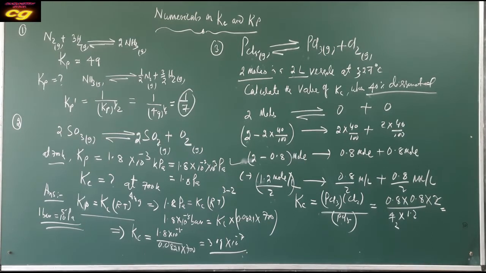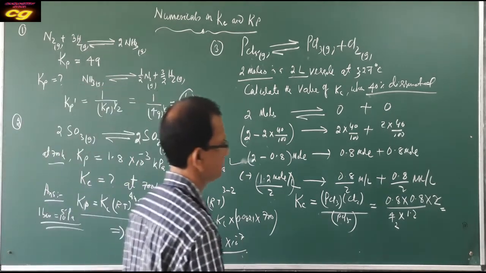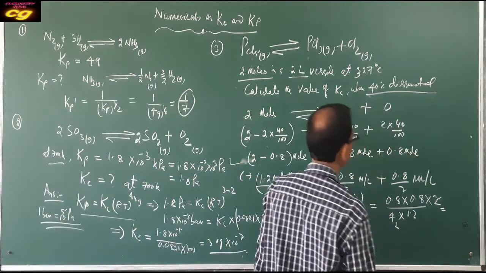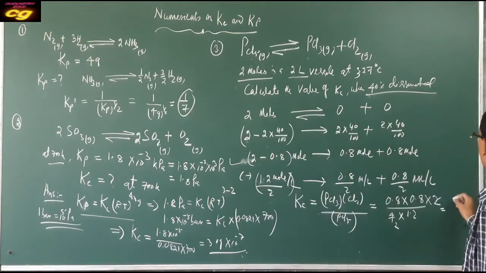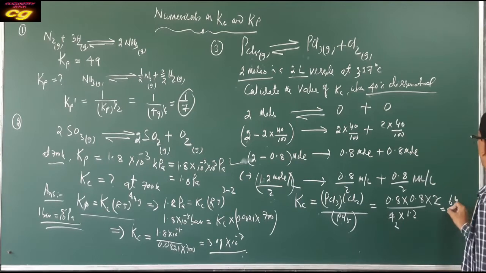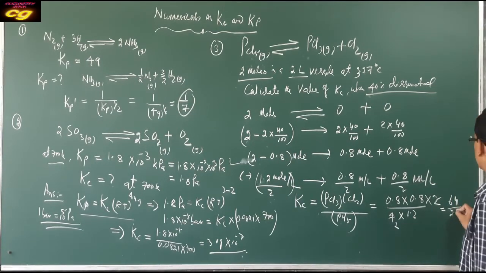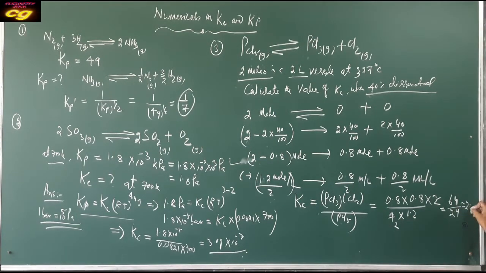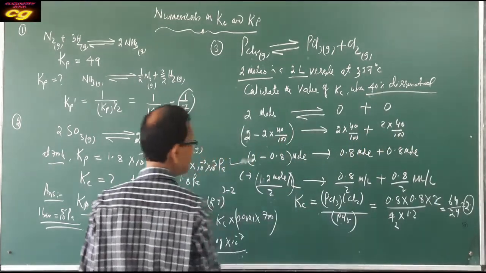Okay, that answer you will get. This is the value of Kc, 0.8. Here how much is coming? 6.4 upon 2.4, 2 point something. That result is coming. This is the value of Kc.